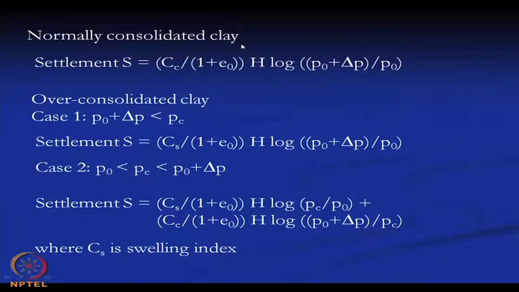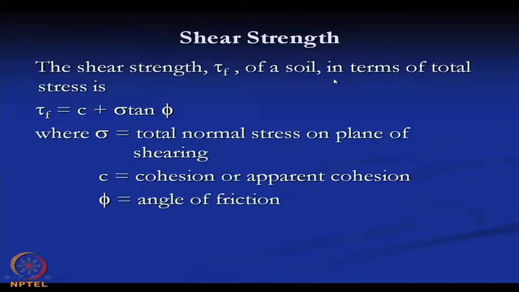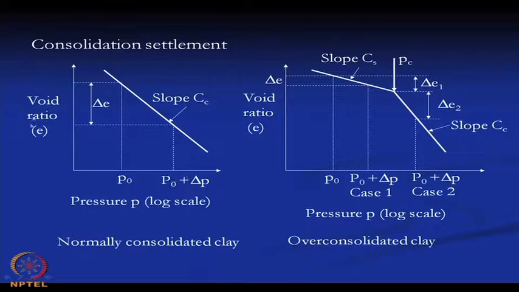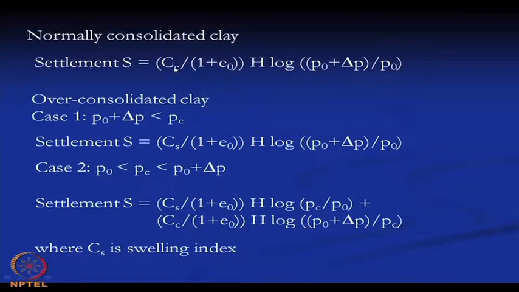Now, for the normally consolidated clay, how will we calculate the settlement? The settlement S is Cc divided by 1 plus e0, into H, into log of P0 plus del P divided by P0. This is the settlement calculation for this portion. Here Cc is the compression index, e0 is the initial void ratio, H is the thickness of the soil layer for which we are determining the settlement, P0 is the initial applied stress, and del P is the additional stress.